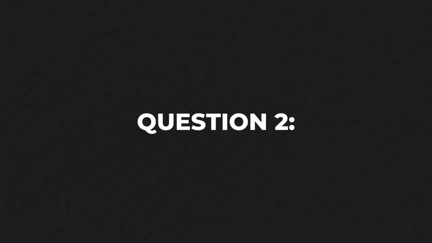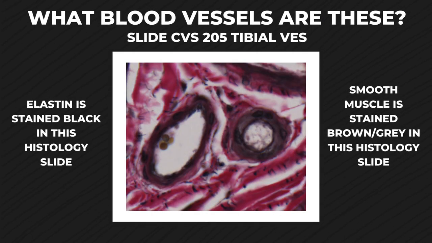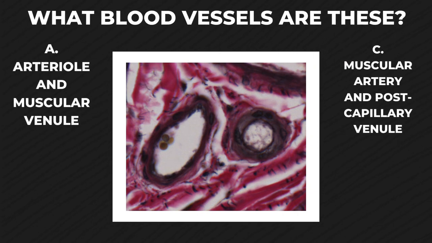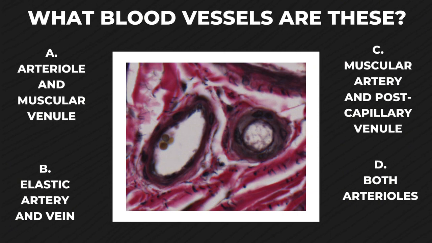Question 2. What blood vessels are these? Elastin is stained black in this histology slide. Smooth muscle is stained brown/grey. Is it A, arteriole and muscular venule, B, elastic artery and vein, C, muscular artery and postcapillary venule, or D, both arterioles?